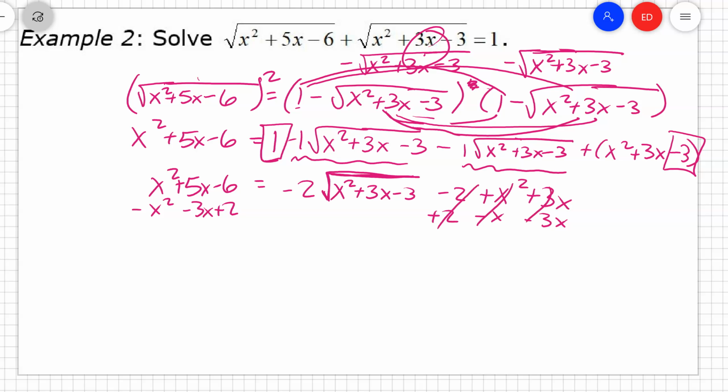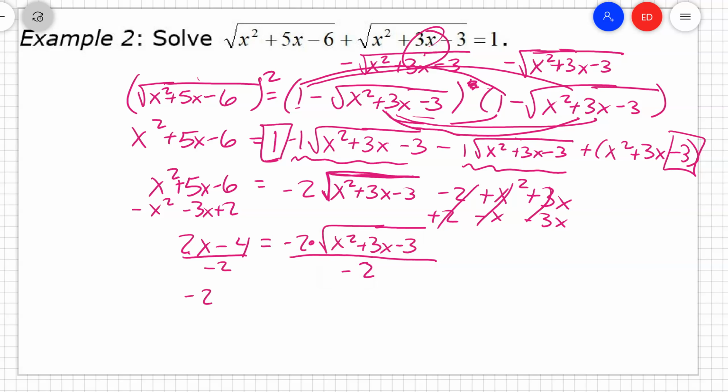Alright, so that way these are removed from that side, and then we're left with only 2x minus 4 equals -2 square root of x squared plus 3x minus 3. Because of the coefficient of -2, I'm going to go ahead and divide both sides by -2. This becomes -x plus 2 equals the square root of x squared plus 3x minus 3.